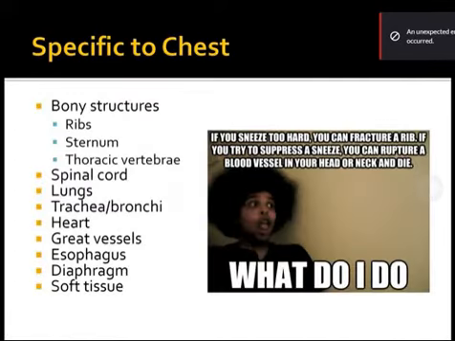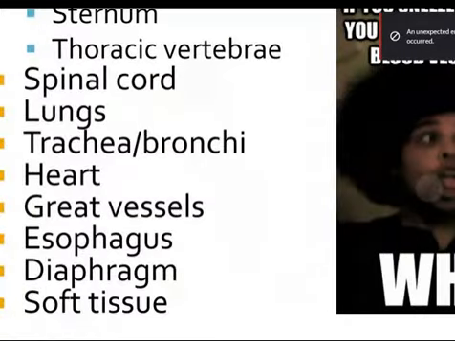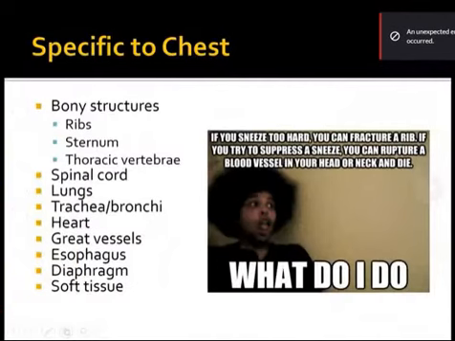So injuries that are specific to the chest: there's a lot of bony structures, including the ribs, the sternum, and the vertebrae. The spinal cord itself can be injured, as well as the lungs, the trachea and bronchi, the heart, the great vessels, which would include the IVC and the aorta, the esophagus, the diaphragm, and then the soft tissues of the chest wall.